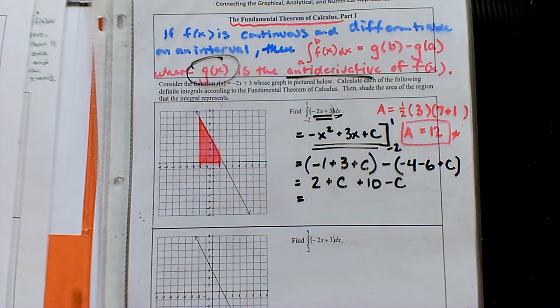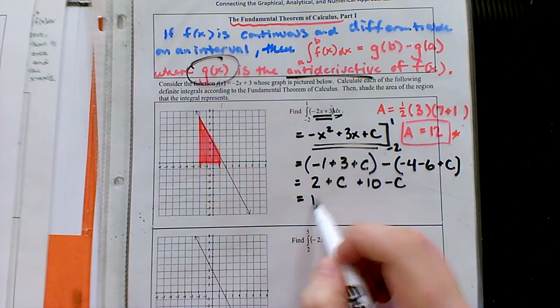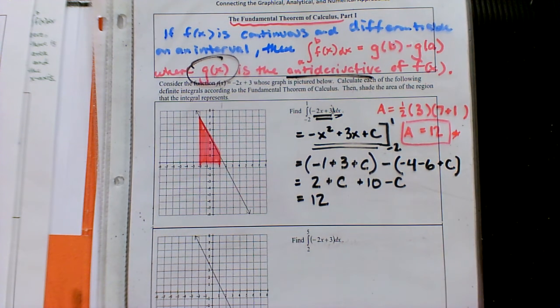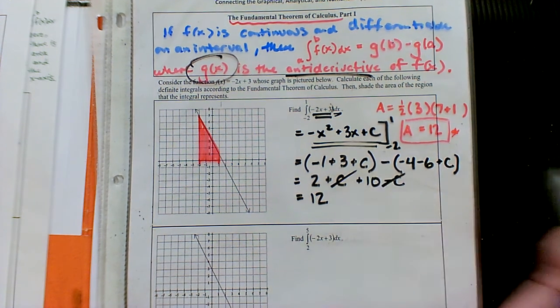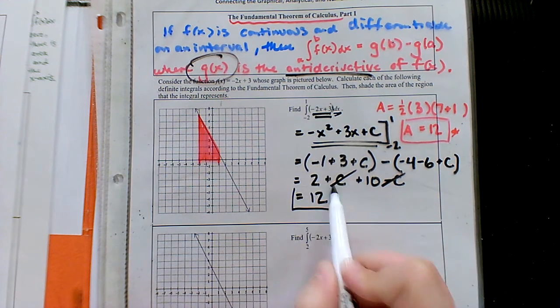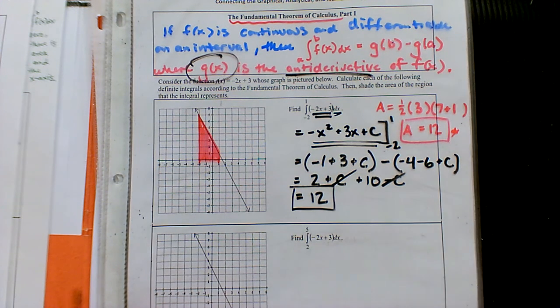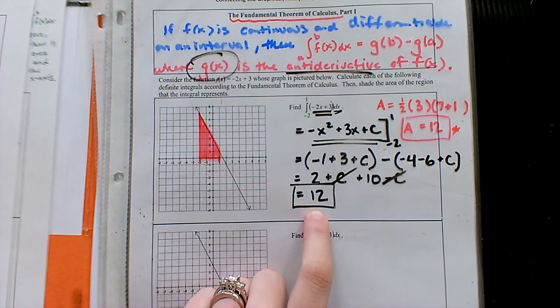What are we going to be left with? 12. What happened to the c's? They cancel. That's actually always going to happen when you have the bounds. This is what's called a definite integral. Definite meaning you can figure out a number in the end, that area value.